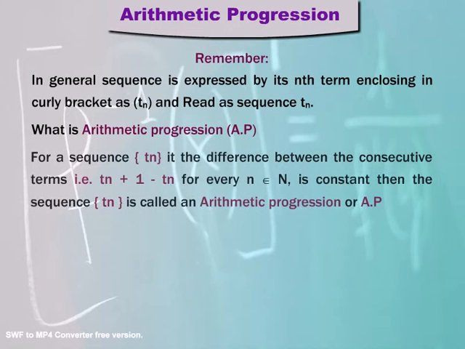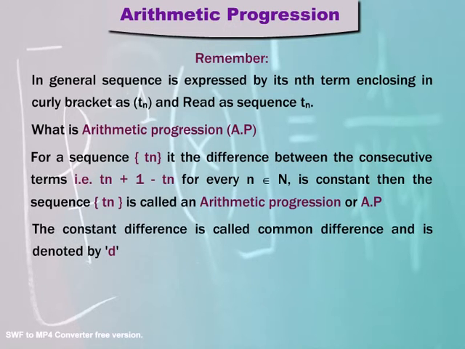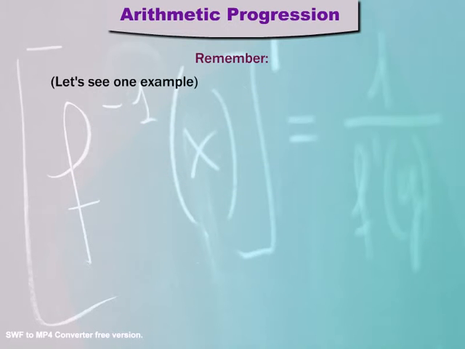What is an arithmetic progression, AP? For a sequence Tn, if the difference between the consecutive terms, that is Tn+1 minus Tn, for every n which belongs to N is constant, then the sequence Tn is called an arithmetic progression, or AP. The constant difference is called the common difference and is denoted by d. That is, Tn+1 minus Tn equals d, T2 minus T1 equals d, T3 minus T2 equals d, and so on.